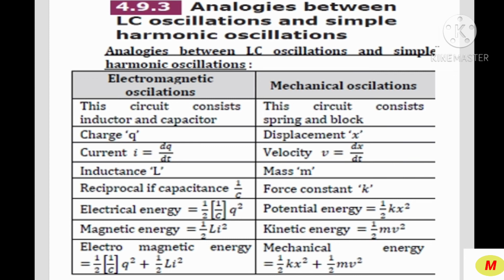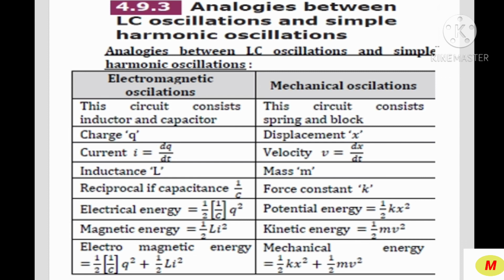In the case of electromagnetic oscillations, the reciprocal of the capacitance can be written as 1 by C. In the case of mechanical oscillations, the force constant is represented by the letter small k. In the case of electromagnetic oscillations, electrical energy can be written as q squared by 2C. In the case of mechanical oscillations, the potential energy can be written as kx squared by 2.